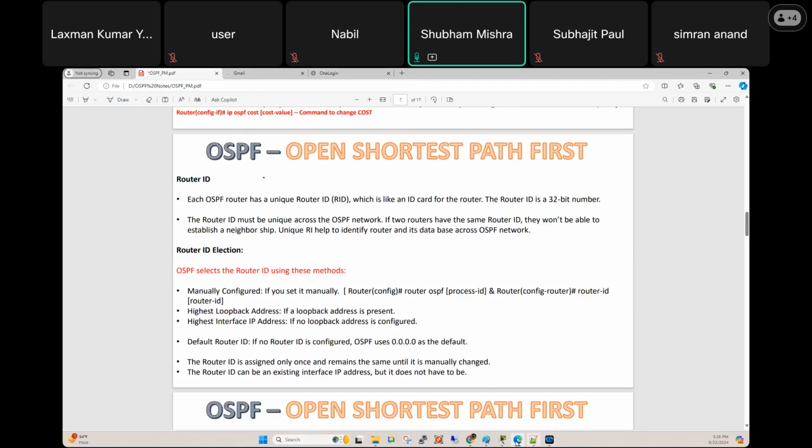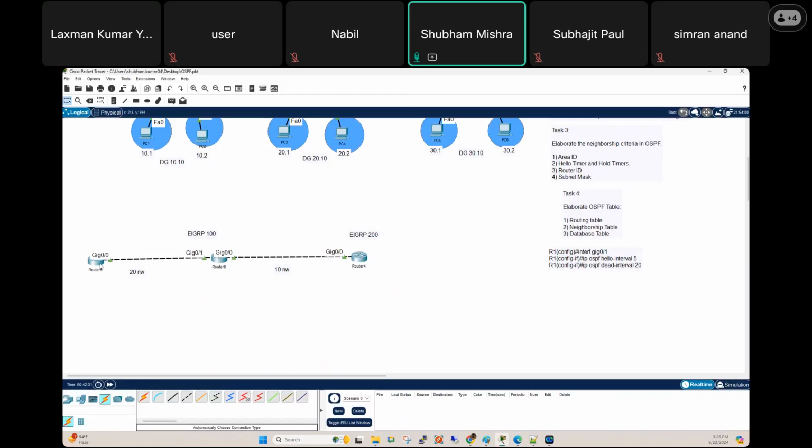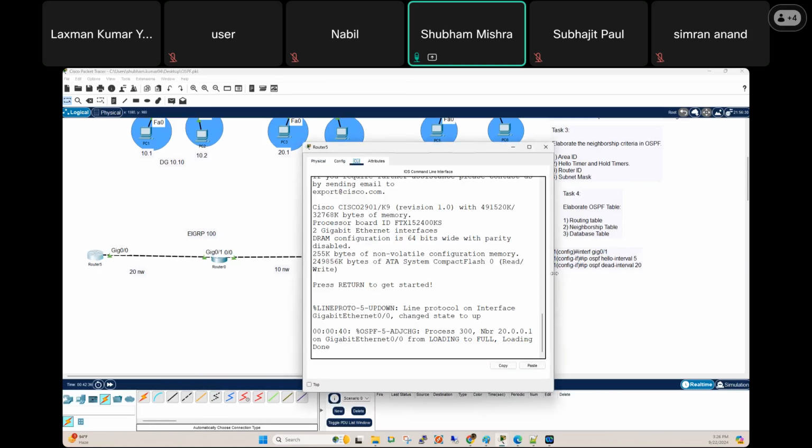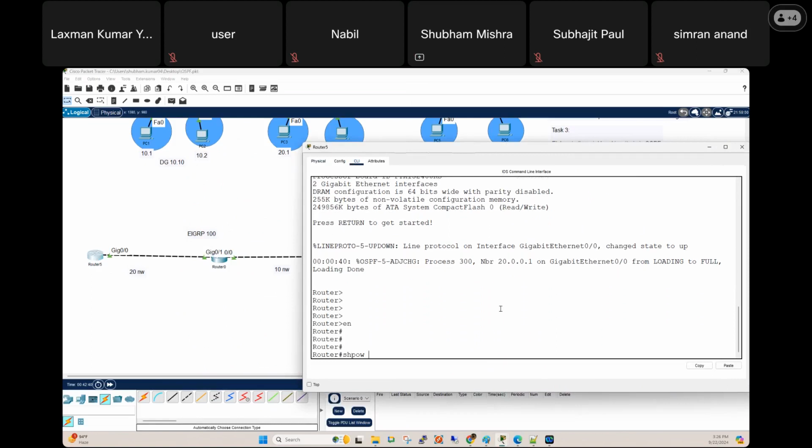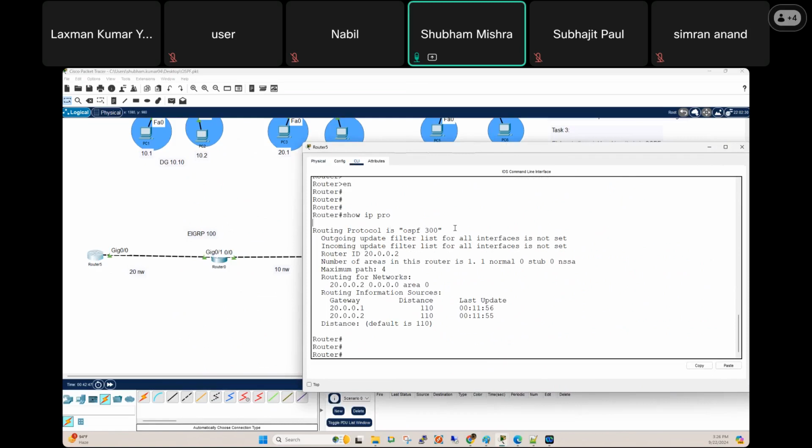Do you guys see router ID? First of all, let me show you one thing. Come here on this router. I am opening this router. I will show IP protocol. See, OSPF 300 is configured here. Yes or no? Yes, everyone. OSPF 300 is configured on this router. See here one thing: router ID. What is this? Router ID.